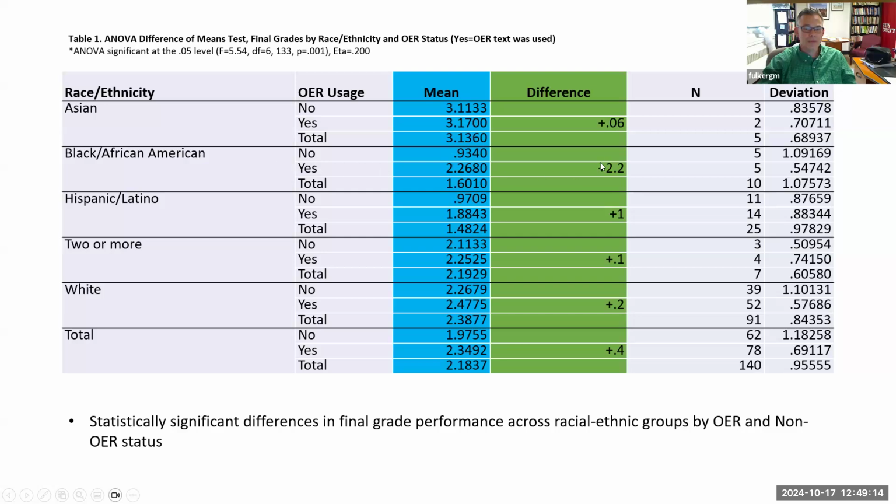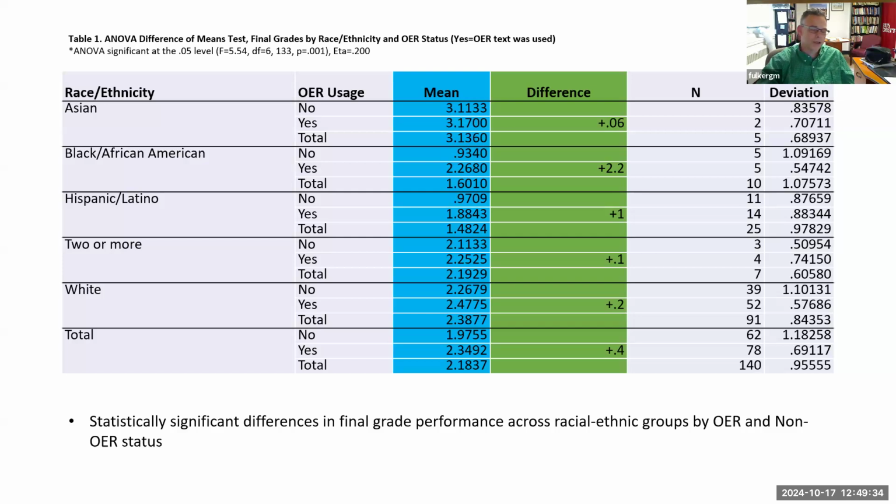But for Black or African Americans, a full 2.2 grade increase. And of course, we have to realize this is a small sample analysis. We don't want to go too far in our generalizations. This definitely needs to be replicated and repeated. But I'm not sure we'll have the opportunity here since we've gone to full scale adoption.